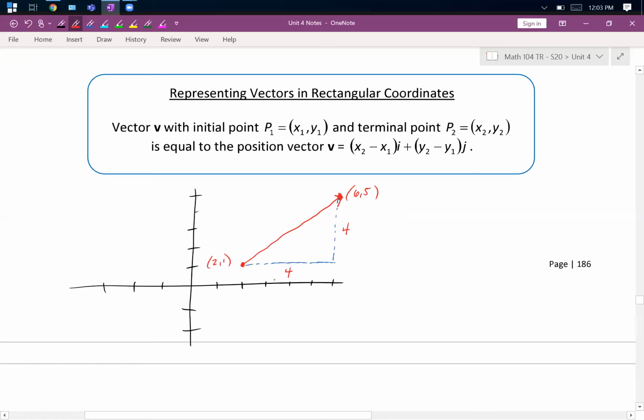We could have just counted over, or we can subtract 6 minus 2 to get 4, 5 minus 1 to get 4, and then we get 4i plus 4j. And that's all they're saying right here. We subtracted the x values to get the coefficient of i, and then we subtracted the y values to get the coefficient of j, just like we do with slope. Questions at all on that?